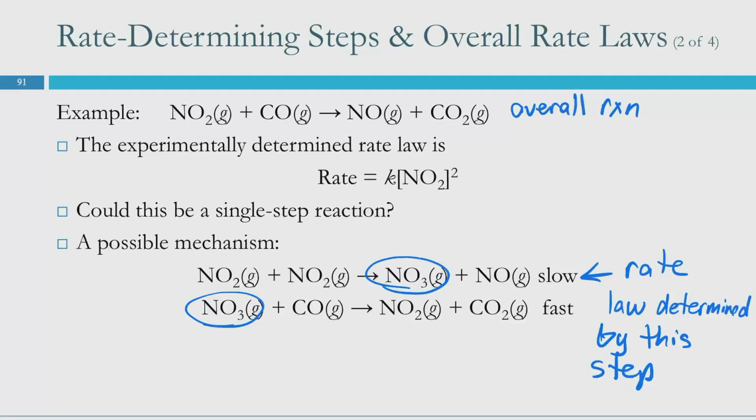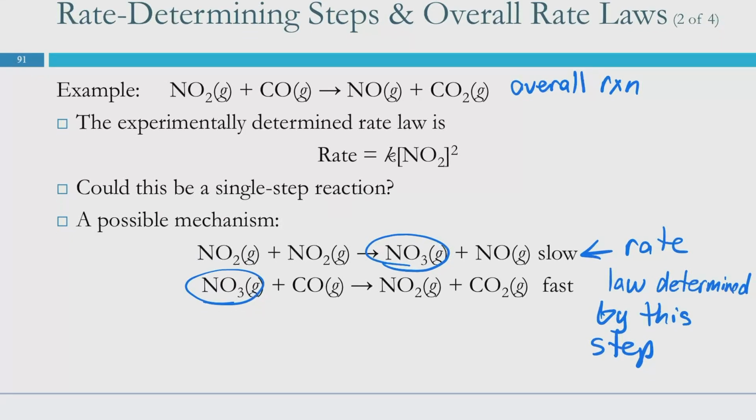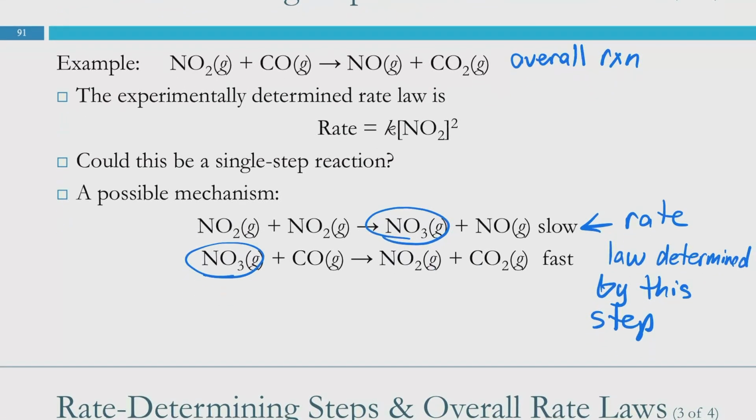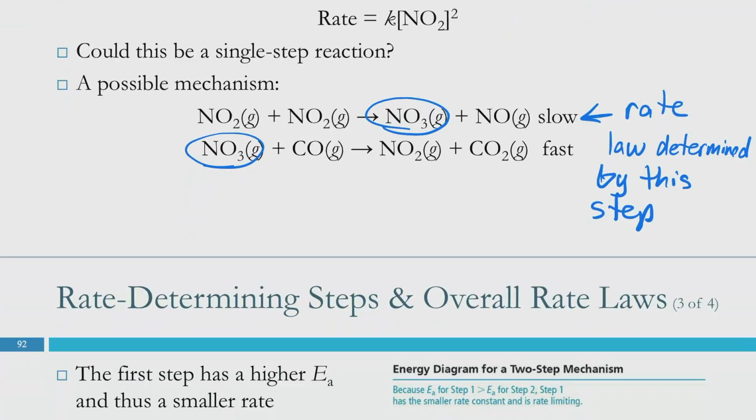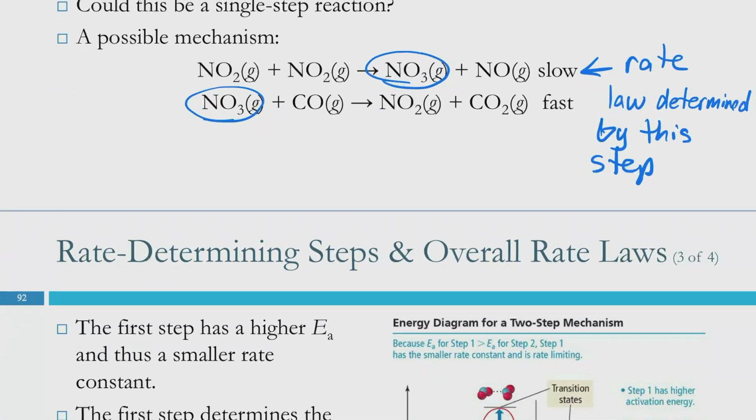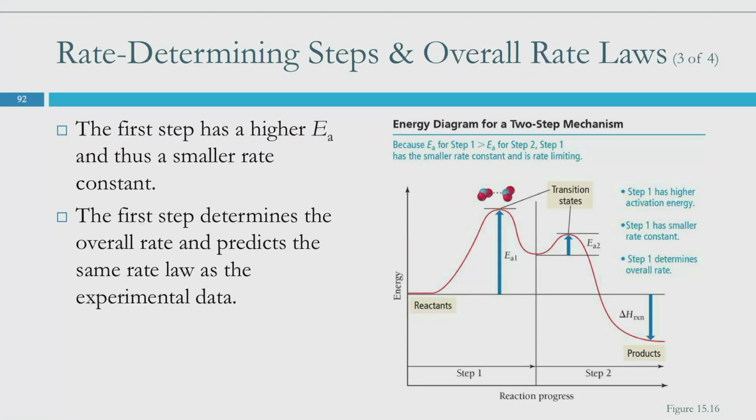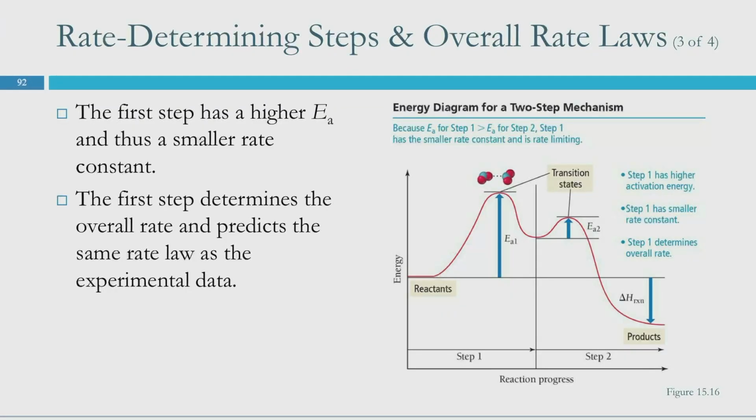So that's why we might see something that's zero order with respect to one of our reactants, like we're seeing here. It's behind the rate limiting step, and so we don't have to wait around for it to do anything. We can draw out an energy diagram as well for rate determining steps.